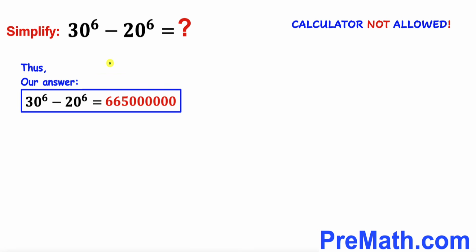So our given expression has been simplified to 665 million without using the calculator. And that's our final answer.